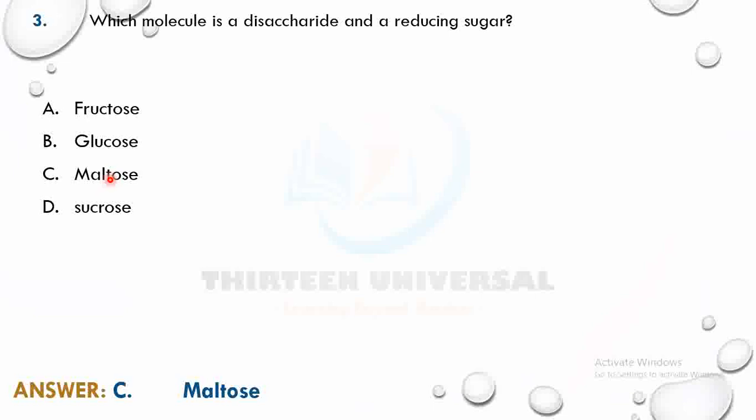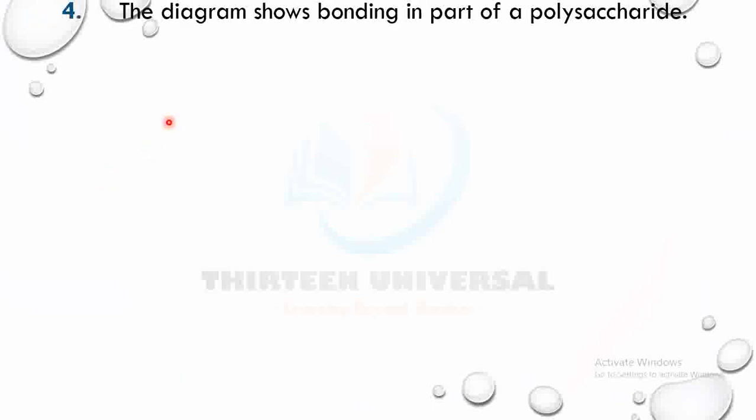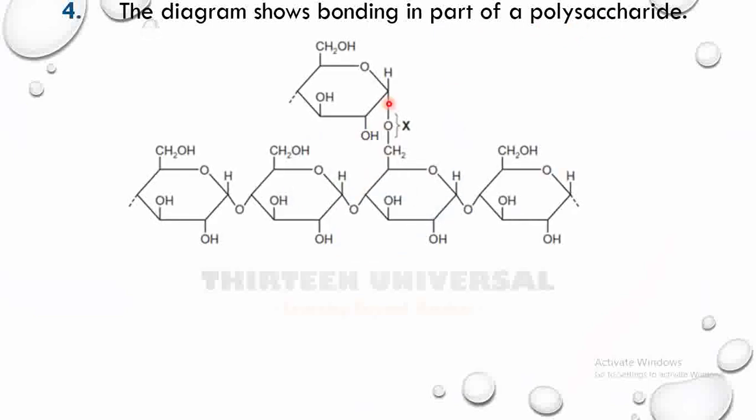Okay, so maltose is a disaccharide and a reducing sugar. Let's go to the next question. The diagram shows bonding in part of a polysaccharide. Can you see this? Which type of glycosidic bond is shown at position X? Can you see X? Which type of bond is shown there?